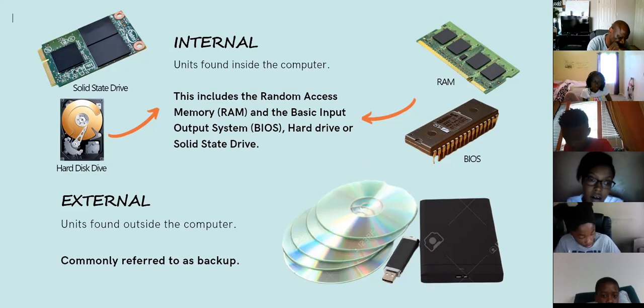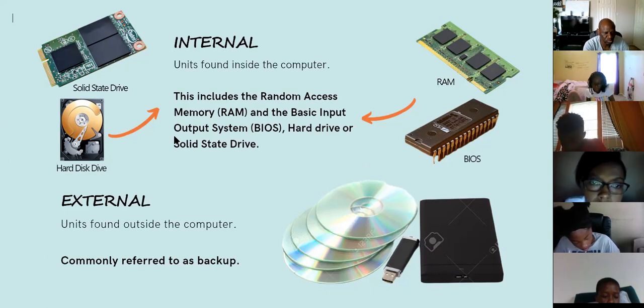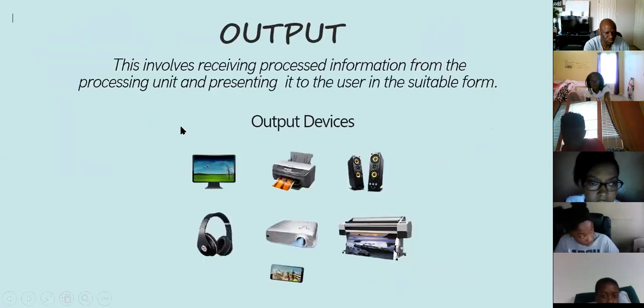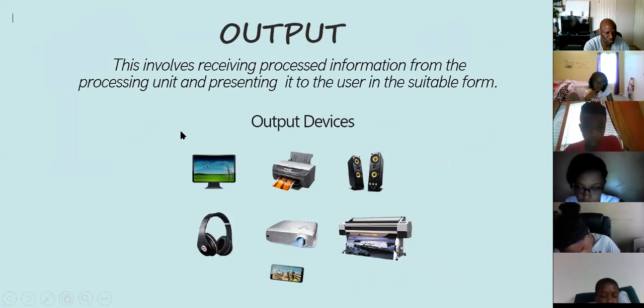External storage devices are like a flash drive, external hard drive, memory cards, then CD, DVD drives, Blu-ray. Those are external. Then lastly, we mentioned the output devices, which are like the screen, your speakers, printers, headphones, and so on. So basically that was it for the computers.